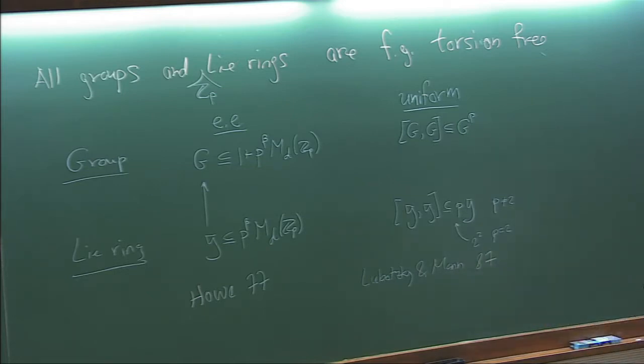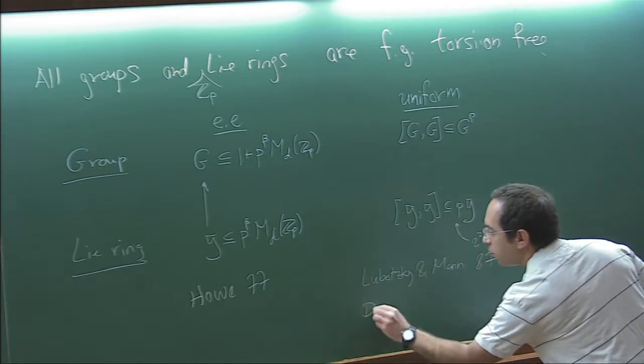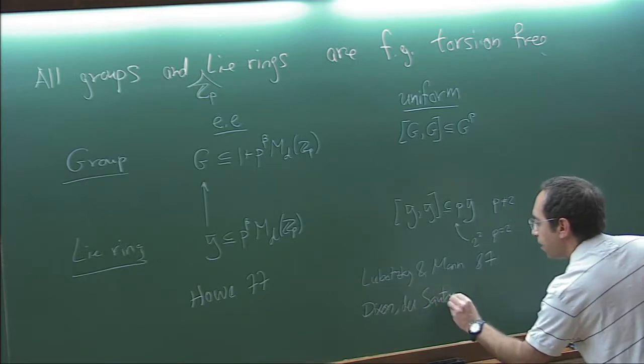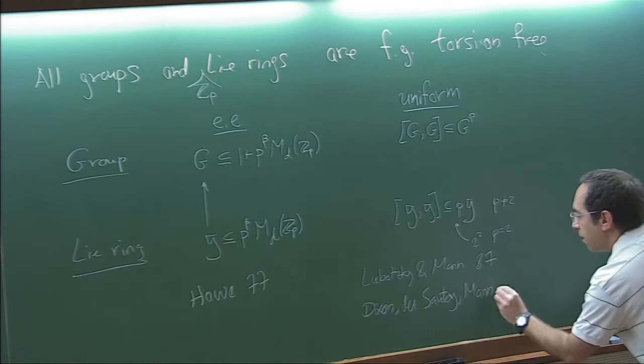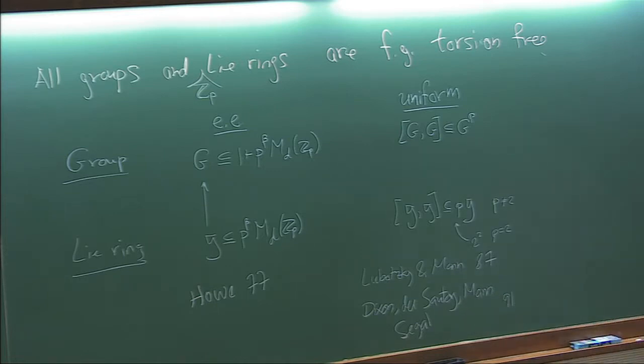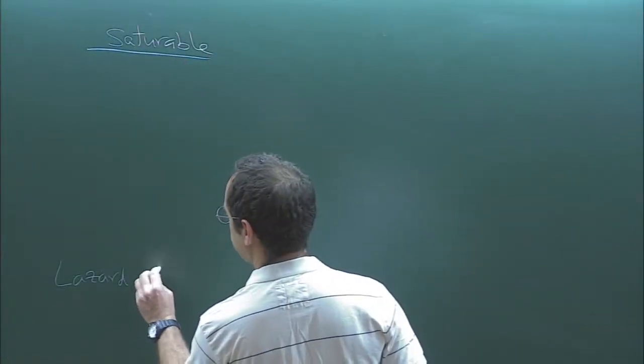And uniform is a terminology that came in the book of Dixon, du Sautoy, Mann and Segal in 91. And the last family is the family of saturable groups. This was introduced by Lazard. And interestingly, this was in 65.